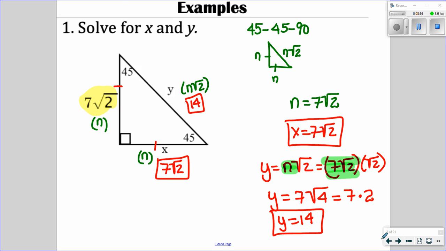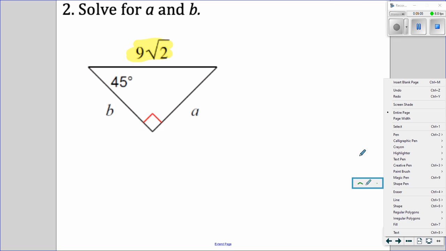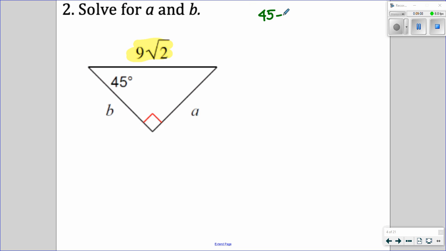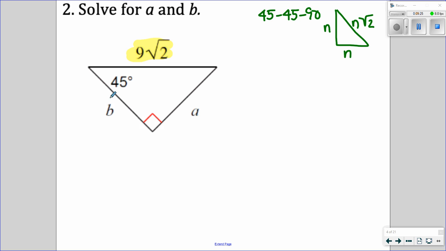Okay, let's do another one. Okay, so solve for A and B. So again, we're doing a 45, 45, 90. I'm going to write that so we know we're dealing with that special triangle. And we know that the side ratio is n, and the hypotenuse is n root 2. Alright, so now I'm going to use that side ratio and label it on the triangle that's given. So this is 45, this is 90, this is the 90 degree marker. Then I know this is a 45.